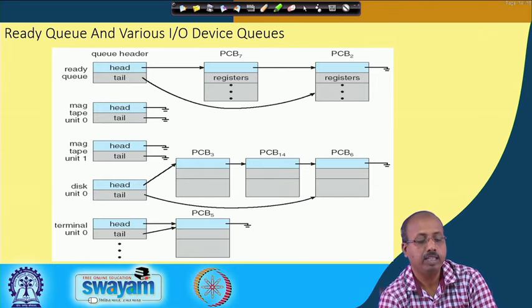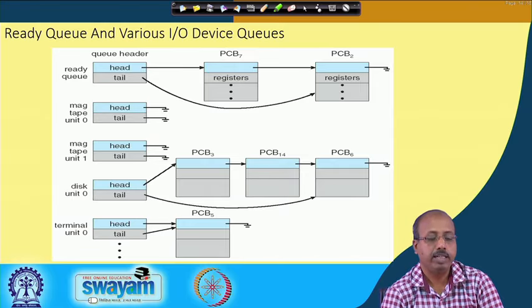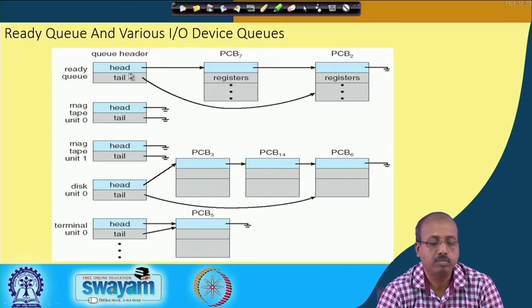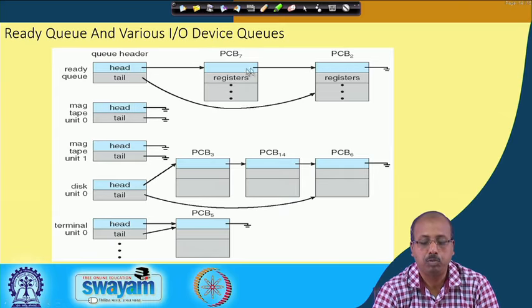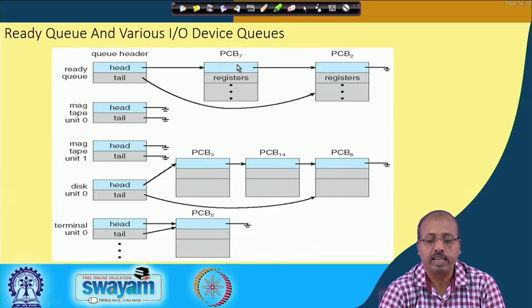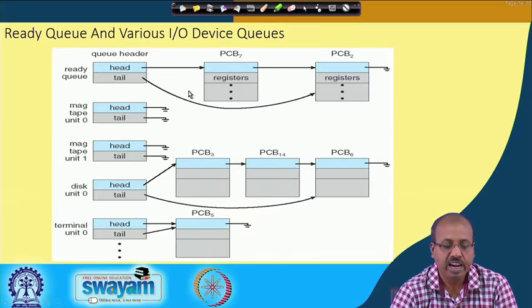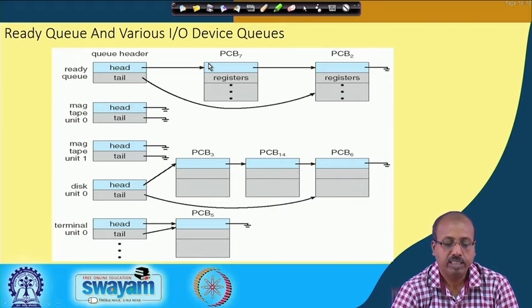So this is the ready queue and various IO device queues. In the ready queue, we have PCB 7 and PCB 2. These are the two processes that are now ready. Process 7 is the first process in the queue, and PCB 2 is the second process in the queue.